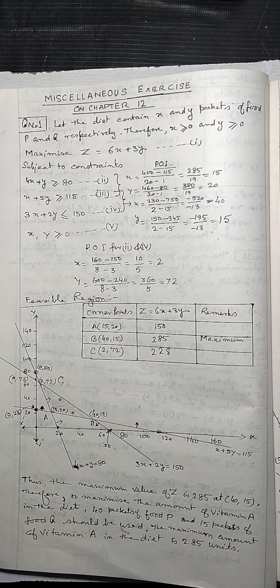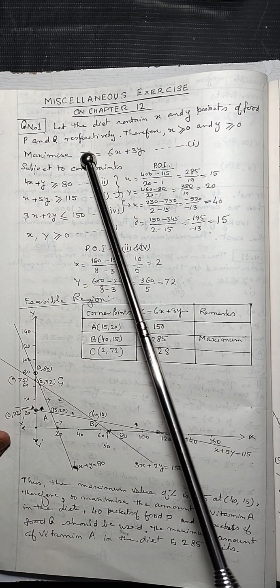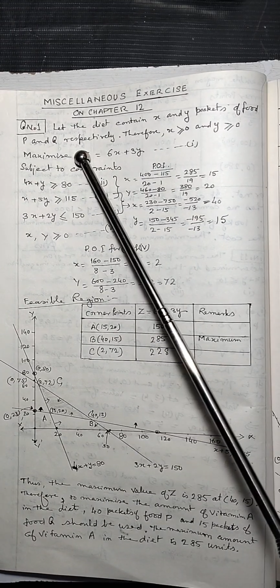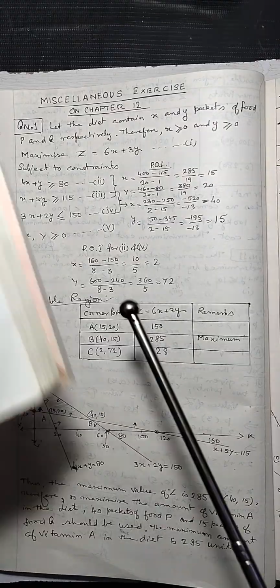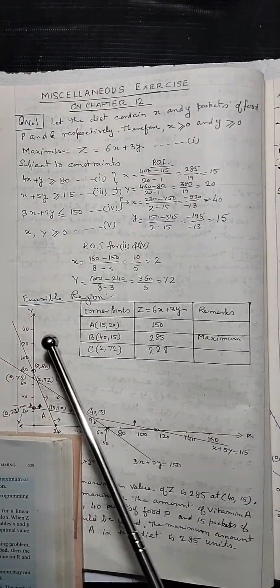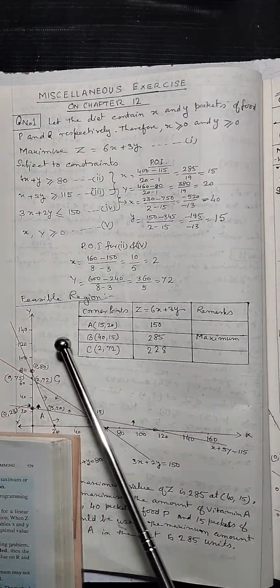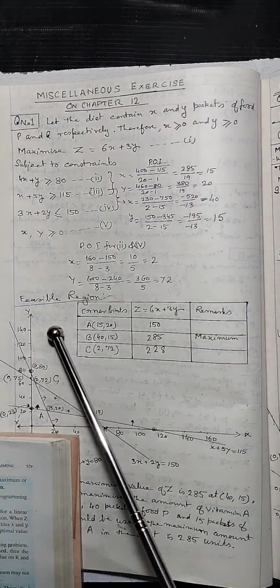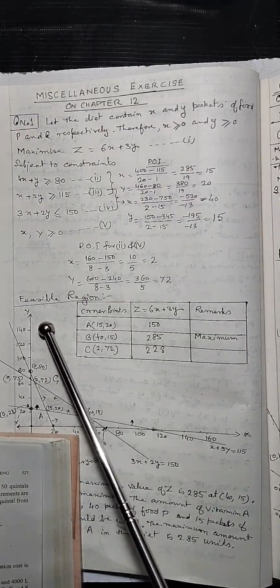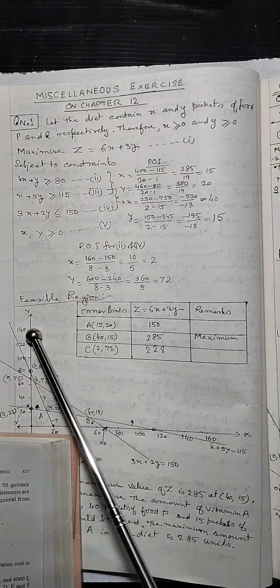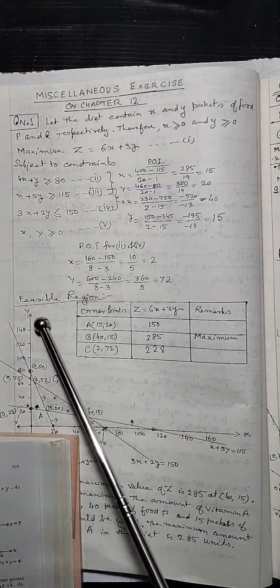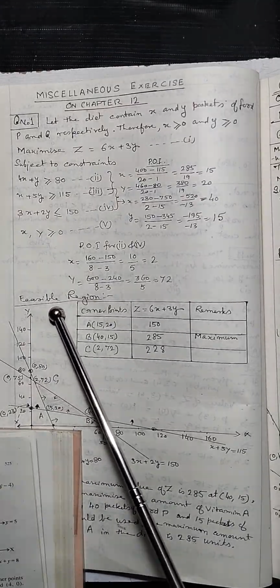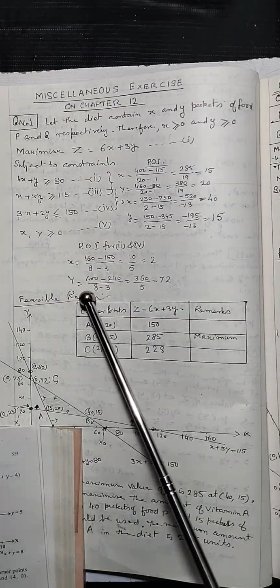CBSE Mathematics Class 12, Miscellaneous Exercise on Chapter 12, Question number 1. Question number 1 को अपने टेक्स्ट बुक में देखिए। Refer to the example 9.